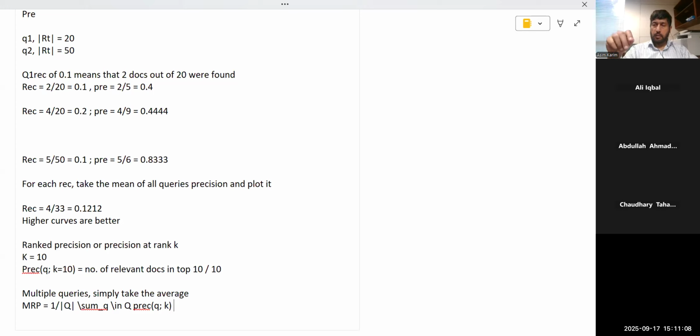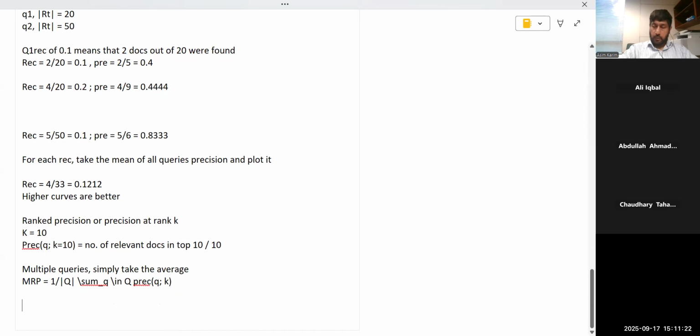By the way, in this case as well as in the previous case, higher values are better. ठीक है, precision recall higher values better, rank precision higher values are better. So just one more before we start. Actually, there are two more.